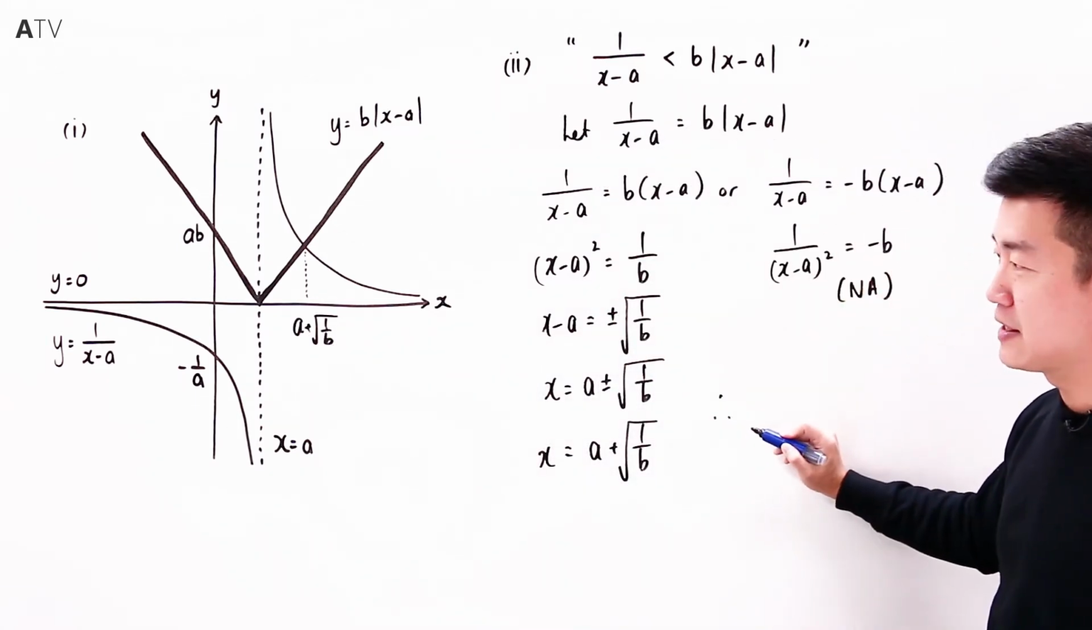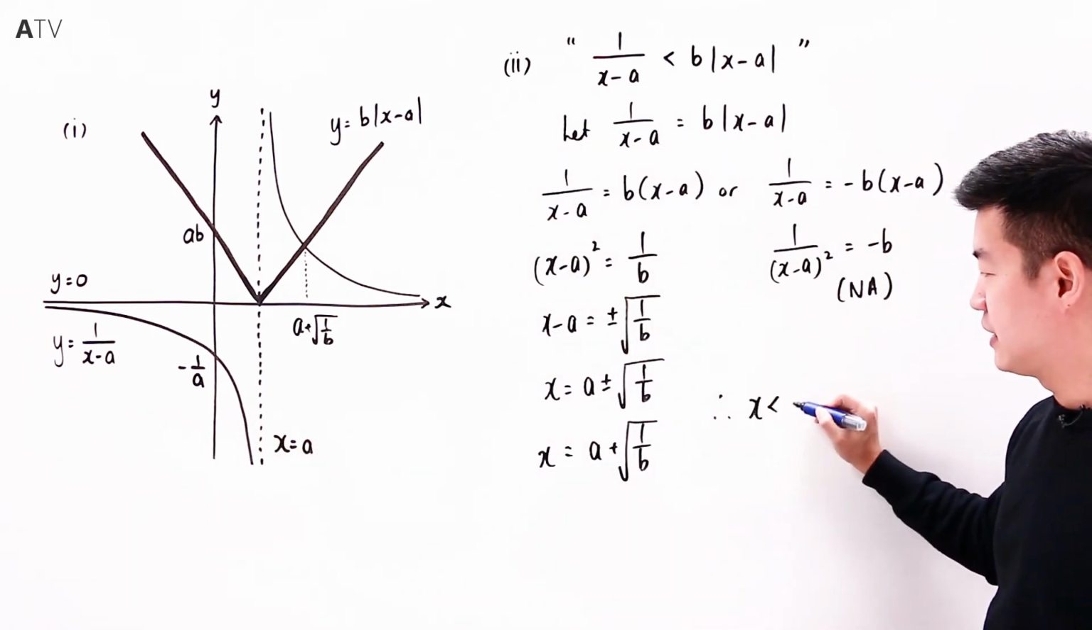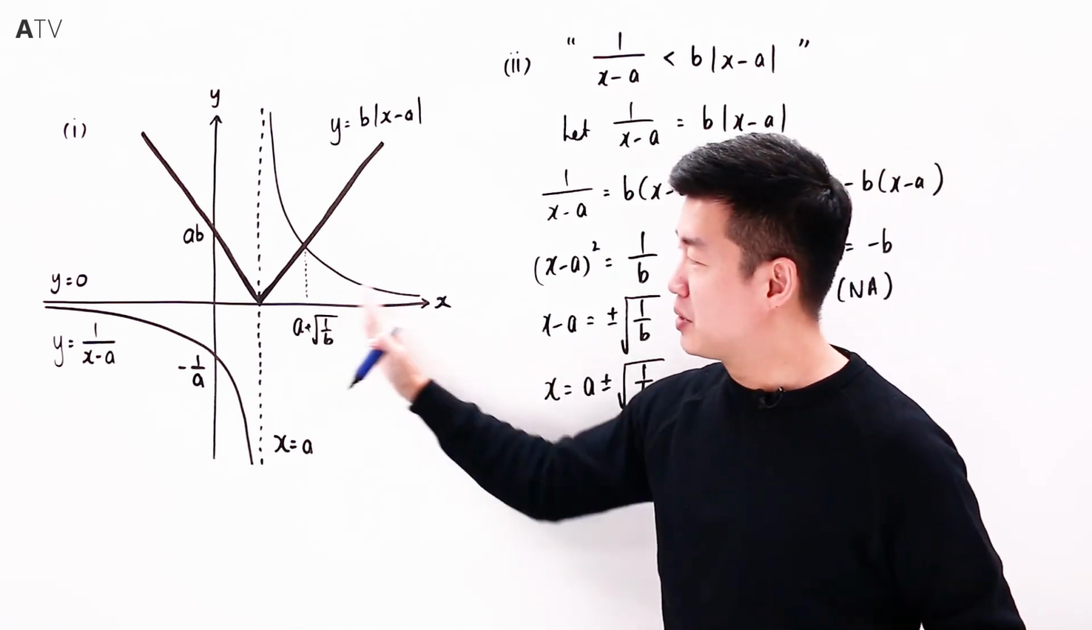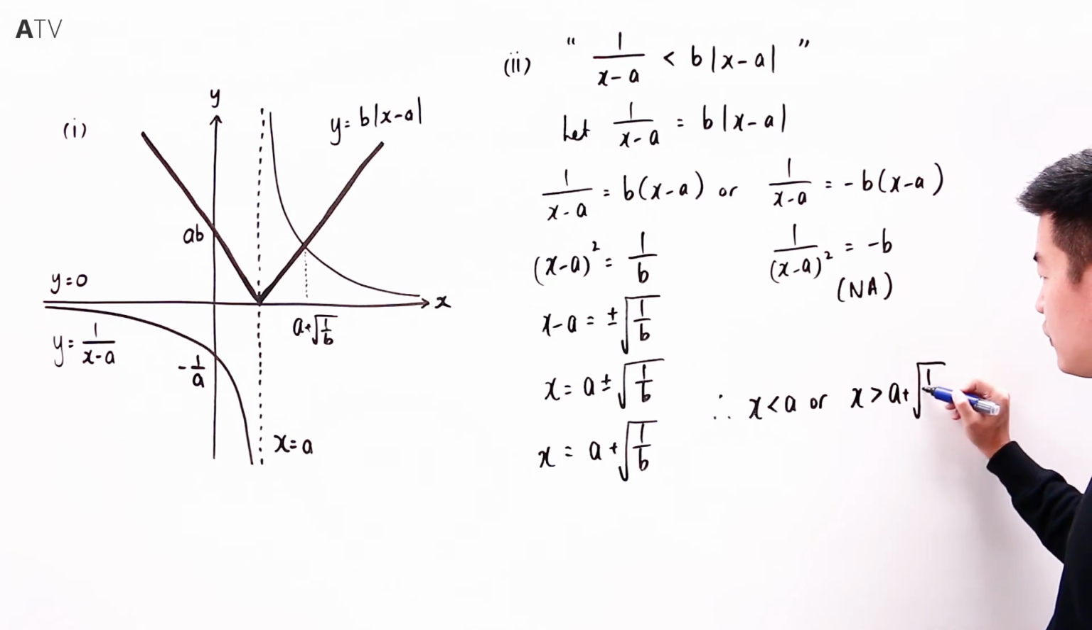Therefore, I know what my answers are. My answers will be when x is less than a, or x is bigger than this value, which is x is bigger than a plus the square root of 1 over b.